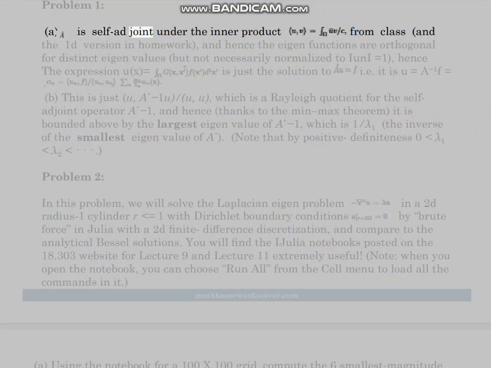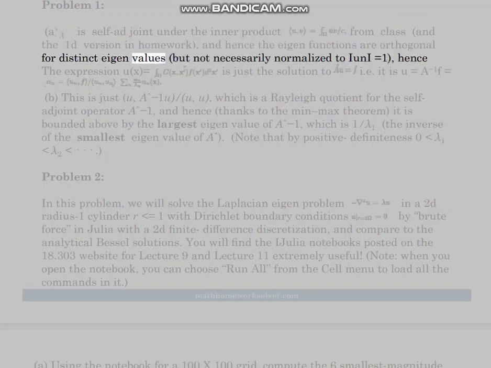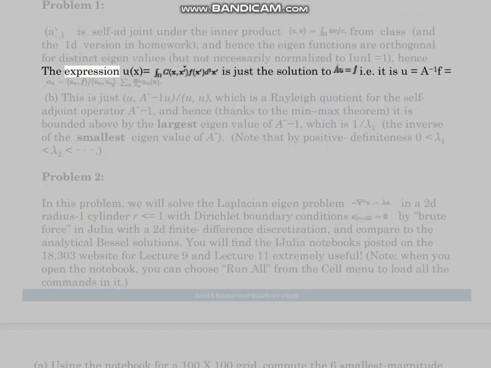Problem 1. A is self-adjoint under the inner product from class, and the 1D version in homework, and hence the eigenfunctions are orthogonal for distinct eigenvalues, but not necessarily normalized to 1, hence the expression for u(x). It is just the solution to Au equals f, i.e. it is u equals A⁻¹f.